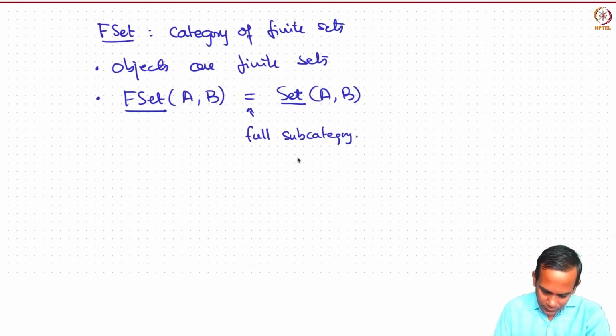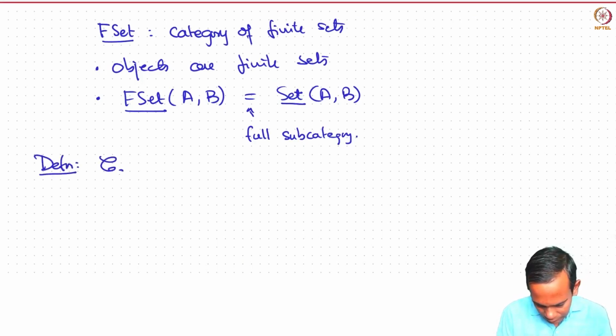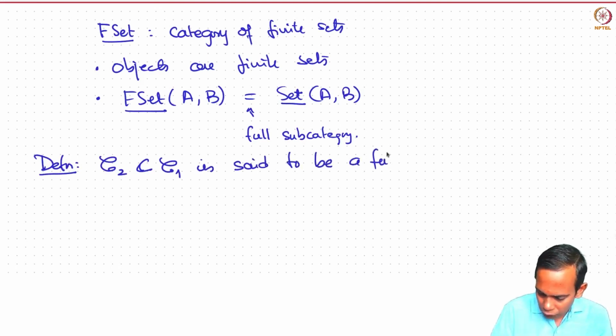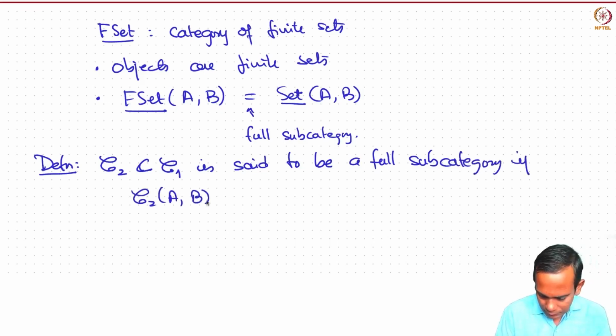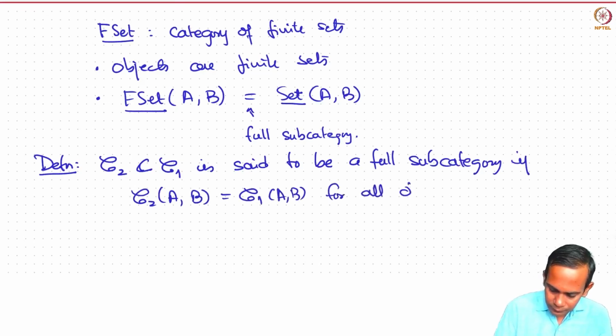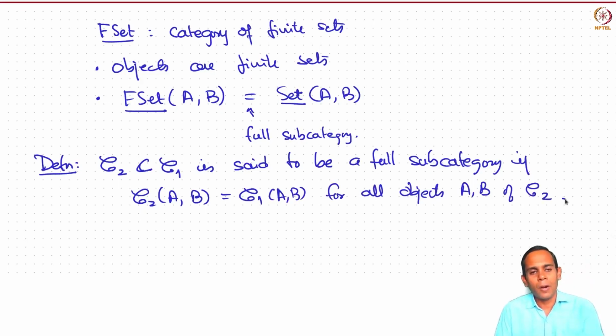And so we can formalize this notion of full subcategory into a definition. C2, a subcategory of C1, is said to be a full subcategory if C2(A,B) is C1(A,B) for all objects A and B of C2. So the objects get restricted, but the arrows do not.